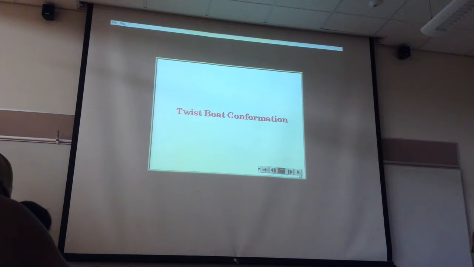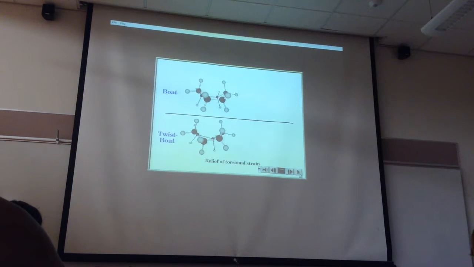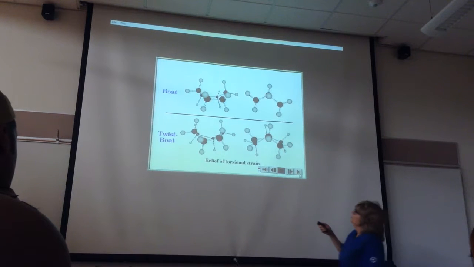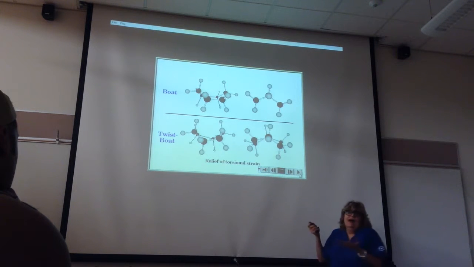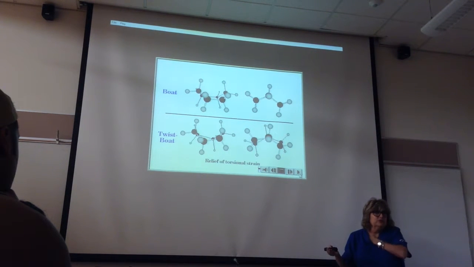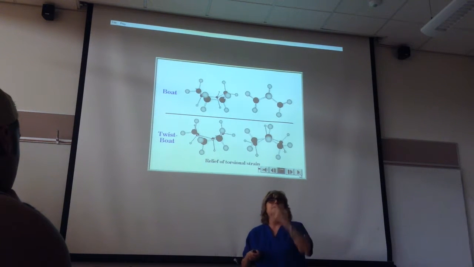They continue on and they said, take a look at a twist boat. If we start out with the boat and we twist, the only thing I can really draw well is the boat, and they're comparing them. So when we compare the boat and the twist boat, what we see is that we have deviated from the eclipsing. So a twist boat is not eclipsed, so you would expect that the twist boat conformation will be lower in energy than the boat conformation.